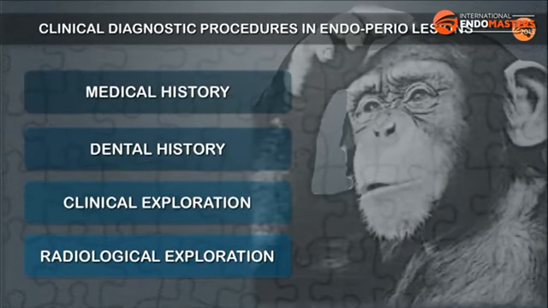Clinical diagnostic procedures in the diagnosis of endoperio lesions. A thorough analysis of the information obtained from the medical and dental history and the objective information obtained from the clinical and radiological examination are crucial to achieve a proper diagnosis. One test is usually not sufficient to obtain a conclusive diagnosis.